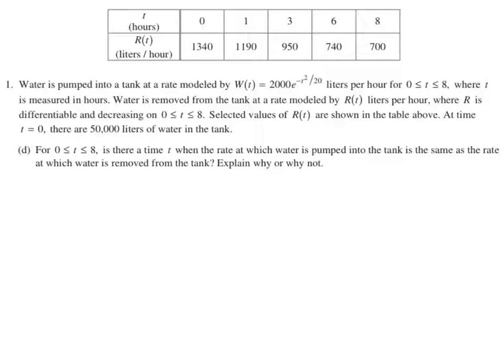So the first thing I want to say is that we are looking for when the rate at which the water is pumped into the tank is the same as the rate at which it's removed. So remember, these functions, W of t and R of t, represent the rate of each of those. So we are basically looking for when W of t equals R of t. That's what we're trying to figure out. We're trying to figure out if there's a place where this is true.